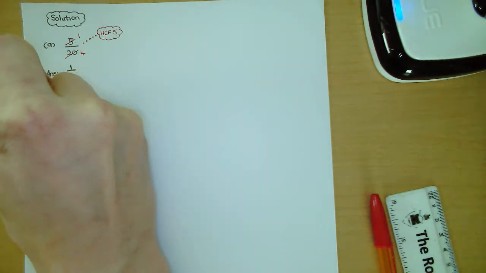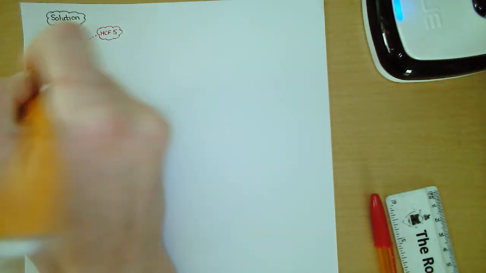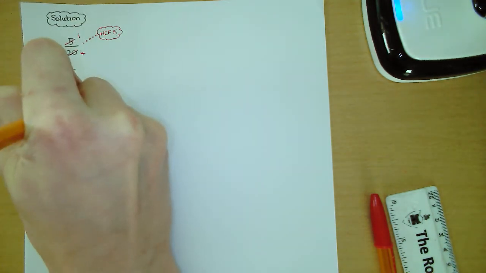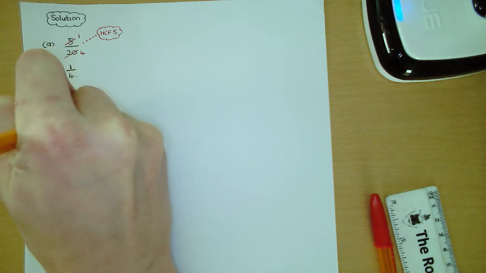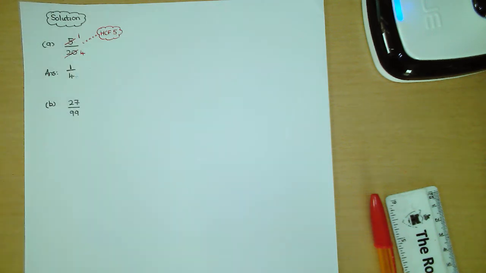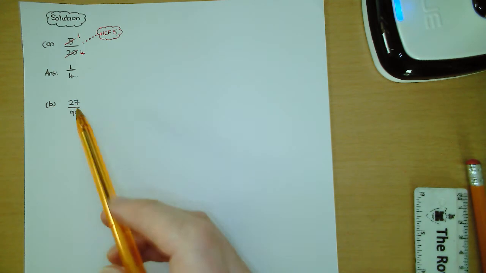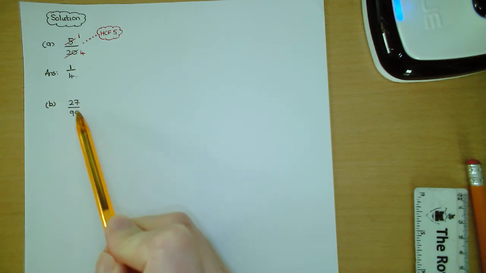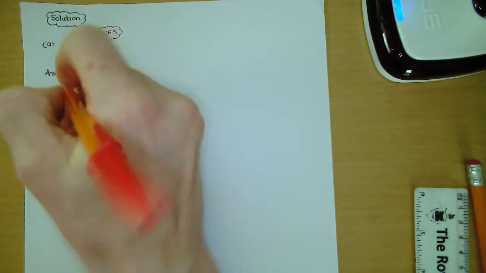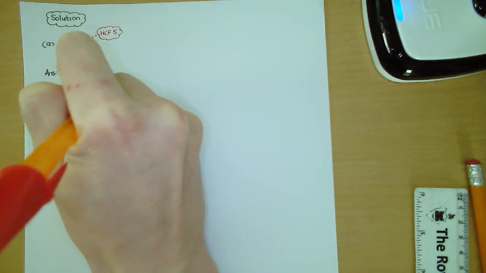Part B then. We have 27/99. In order to fully cancel it or simplify it, we need to get the largest number that goes into 27 and 99. And the largest number will be 9. And we call that our highest common factor.